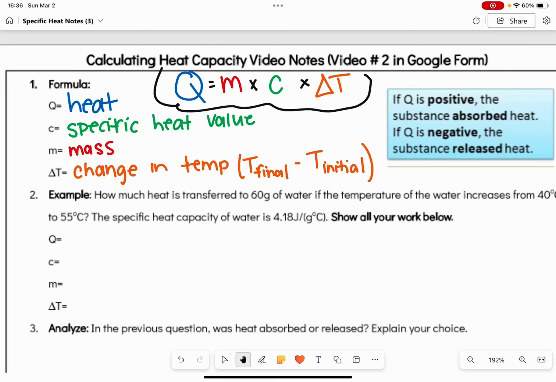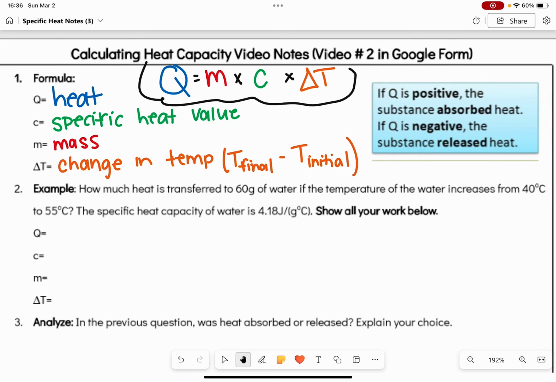In this video, I'm going to show you how to calculate your heat value, or the amount of heat transferred between objects. So the formula to find heat, which is symbolized by the letter Q, is Q equals M times C times delta T, or change in T. So M is for mass, the mass of the object. C is the specific heat value of the object, and then change in T, or delta T, is the change in temperature. So your final temperature minus your initial temperature.